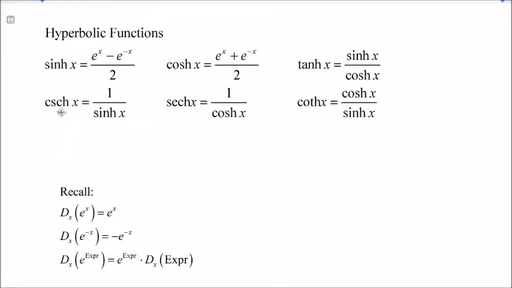The hyperbolic cosecant is 1 over hyperbolic sine. The hyperbolic secant is defined as 1 over hyperbolic cosine. And hyperbolic cotangent is defined as hyperbolic cosine divided by hyperbolic sine. And this is what the graph looks like.